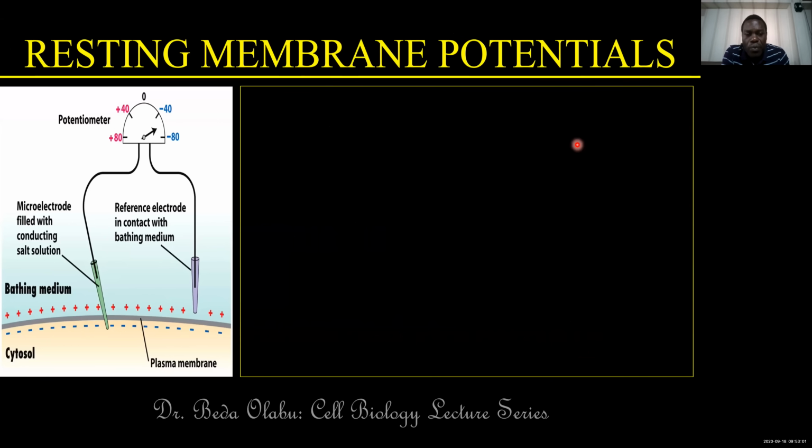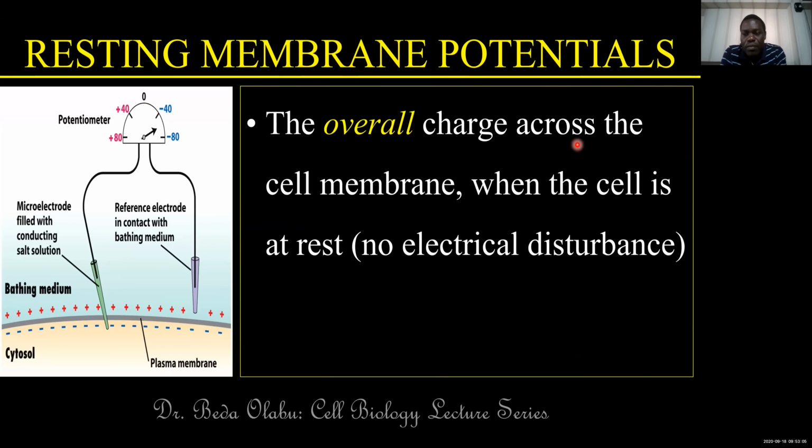If I was to define for you the resting membrane potential, I will say it is the overall charge that exists across the cell membrane when the cell membrane is not disturbed, when the cell membrane is at rest. The type of disturbance I'm talking about here is electrical disturbance. So there's nothing that is disturbing its equilibrium. It is the equilibrium that cell membranes achieve.